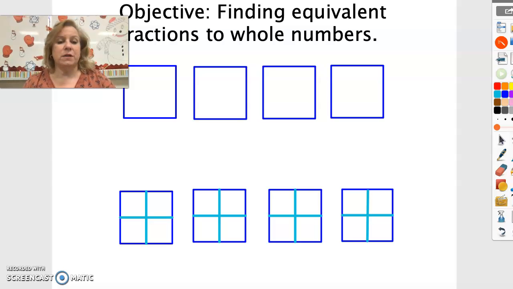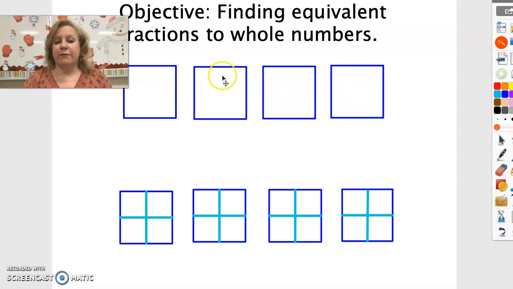Good morning, class. I just wanted to go over finding equivalent fractions to whole numbers. In the last two lessons, we talked about finding the whole number 3, and then we also talked about finding 3 when we have our whole numbers divided into parts. So we're going to go ahead and look at the first model here.